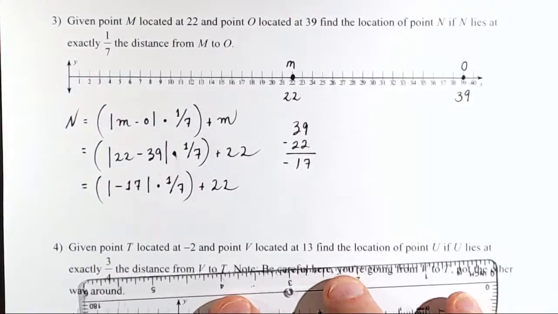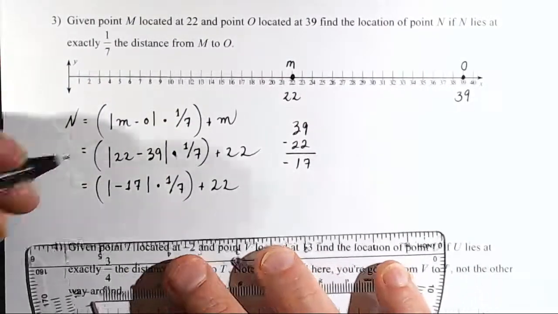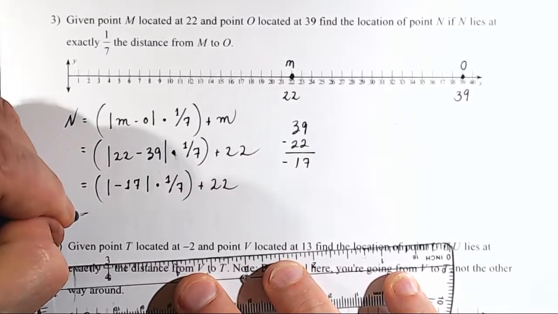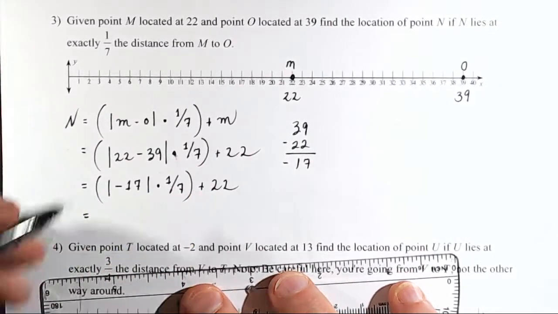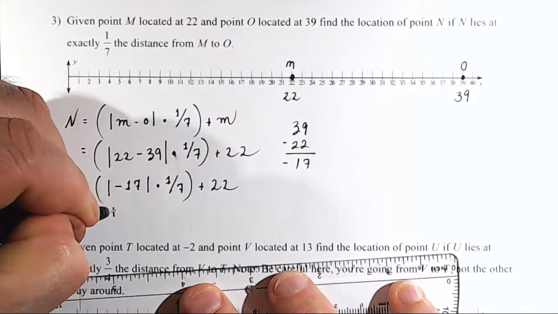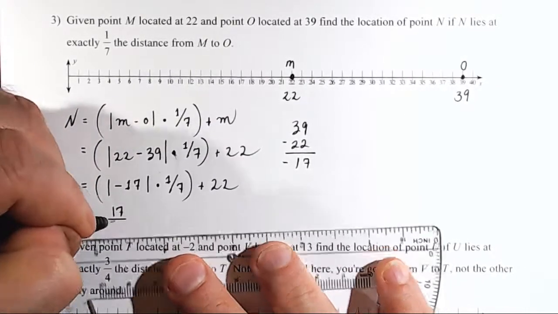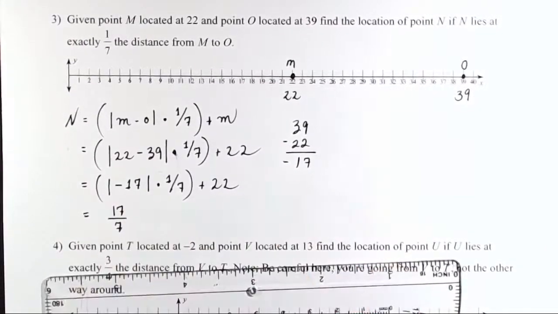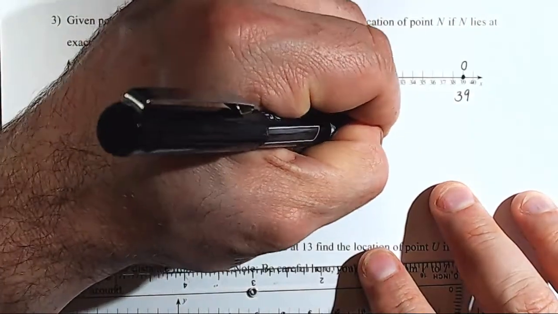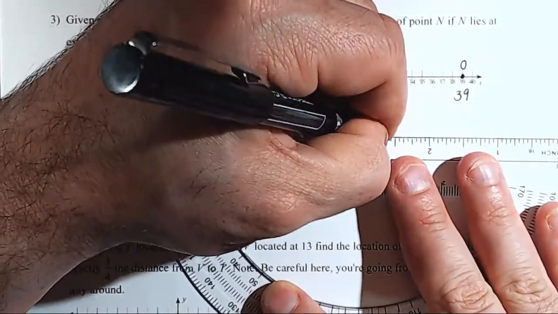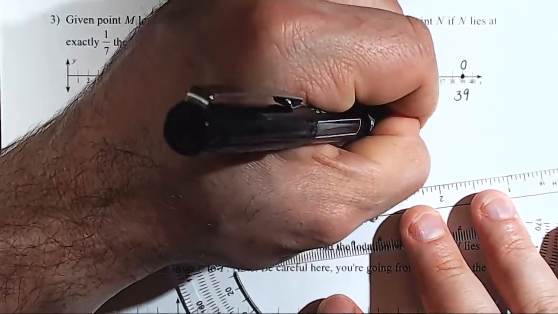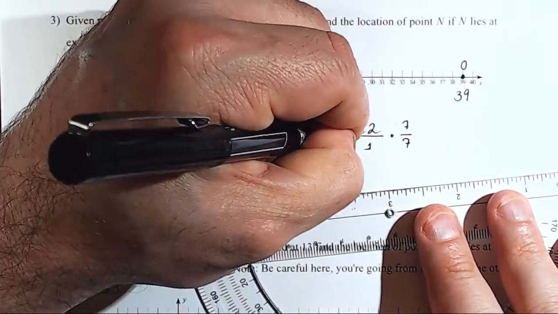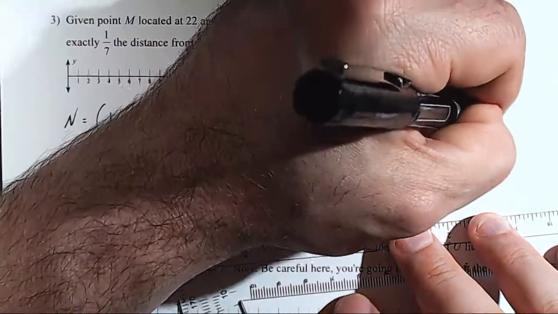All right, so let's do this inside here. That's just going to be negative 17 absolute value becomes 17, and 17 times 1/7 is, this whole thing just becomes 17 sevenths. Okay, now I need to add 22, but I've got to put 22 in terms of 7. So we need to do 22 over 1 times 7 over 7. Okay, this is just 22 rewritten. All right, so what is 22 times 7?